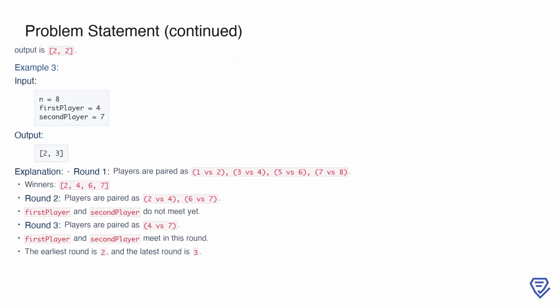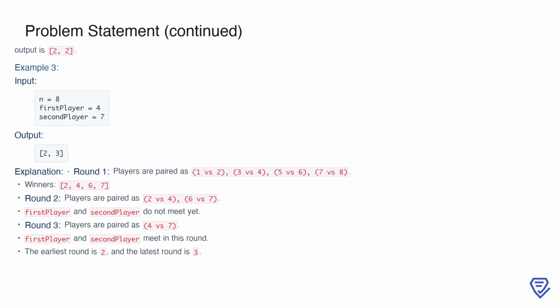Now, let's look at another example where n equals 5, first player is 1, and second player is 5. In the first round, players are matched as 1 versus 2, and 3 versus 4, with player 5 advancing automatically. The winners from this round are players 1, 3, and 5. In the second round, the remaining players are paired as 1 versus 5, meaning the two players of interest meet in this round. Since this is both the earliest and the latest round in which they could meet, the output for this case is 2, 2.